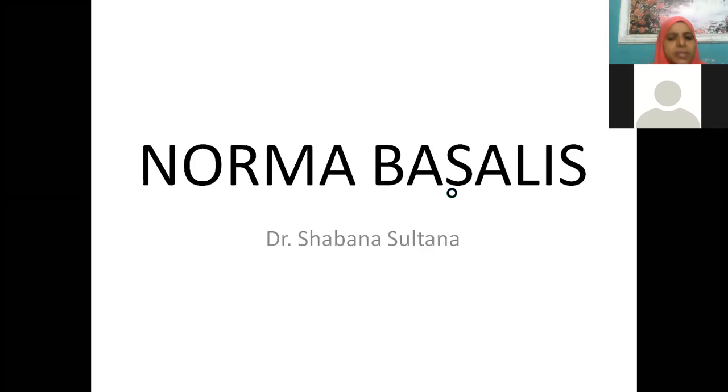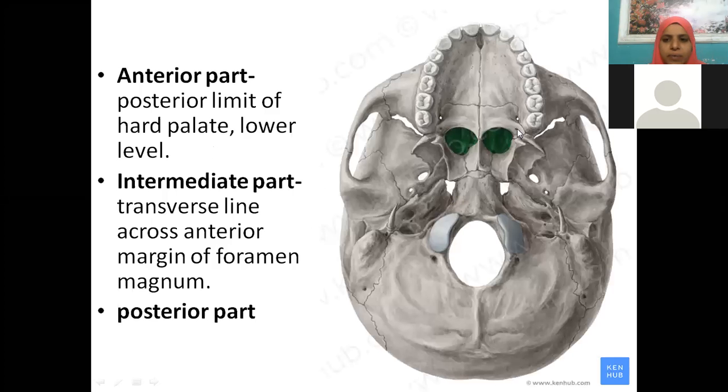We will do norma basalis now, as you have asked. This is the basal view of the skull bone. It has been divided into the anterior part, the intermediate part, and the posterior part. The anterior part is this one.